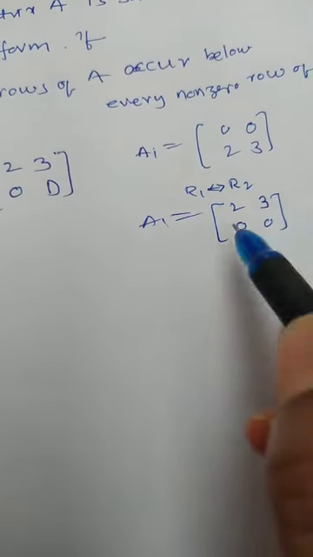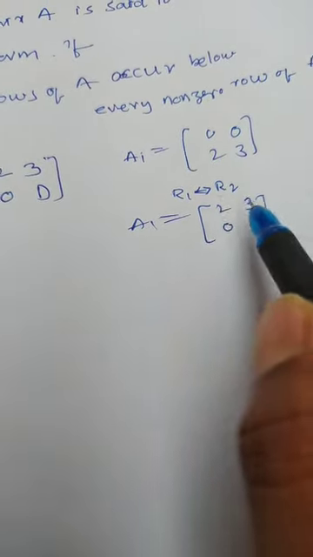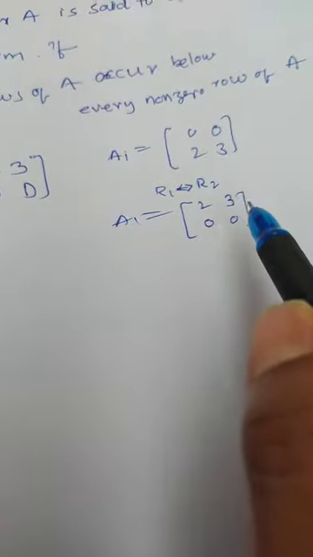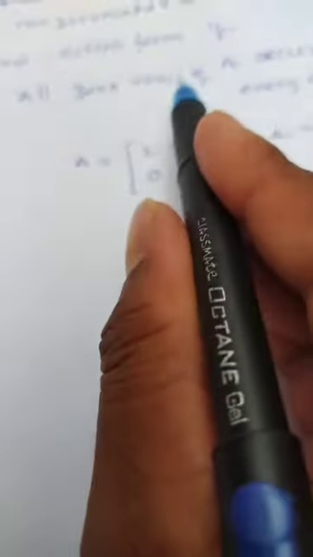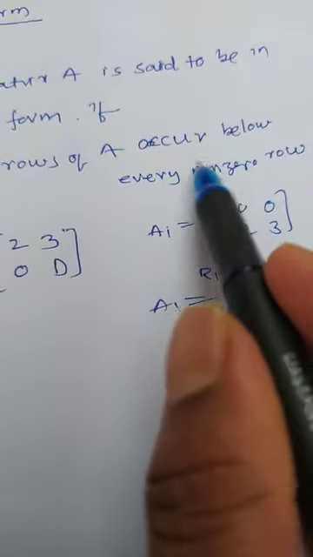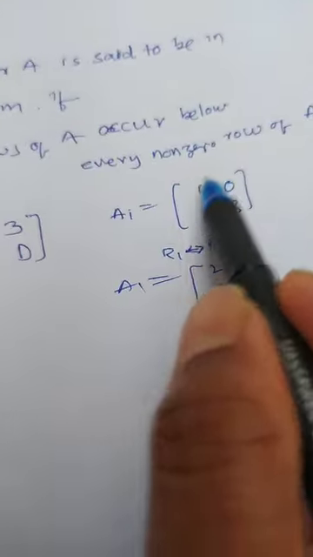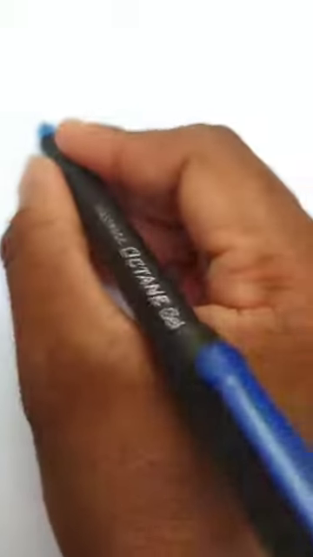0 row means all elements should be 0. Non-zero row means at least one element in that row is a non-zero element. 0 row means every element should be 0 in that row. So this is the first condition: all 0 rows of matrix A occur below every non-zero row. Okay, second one.